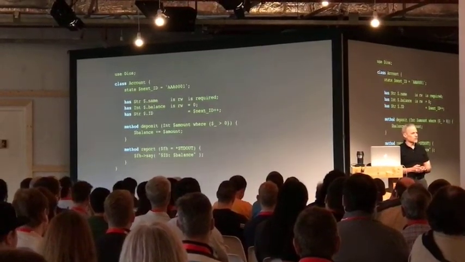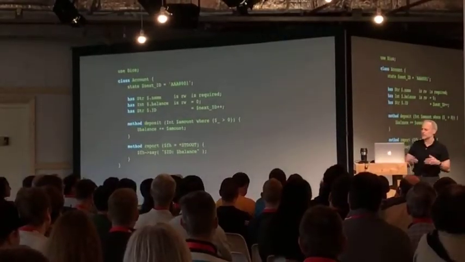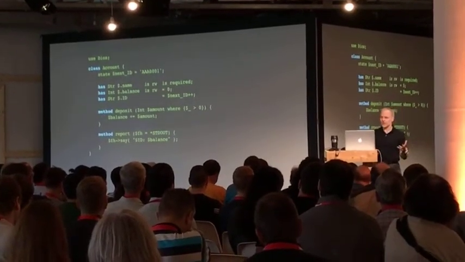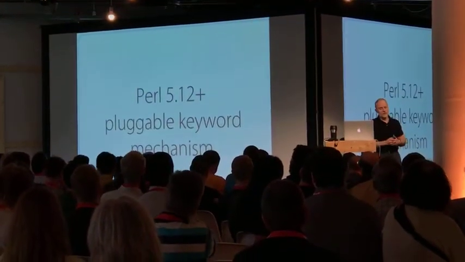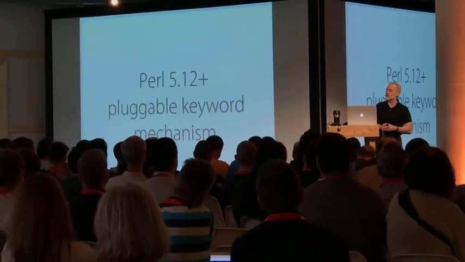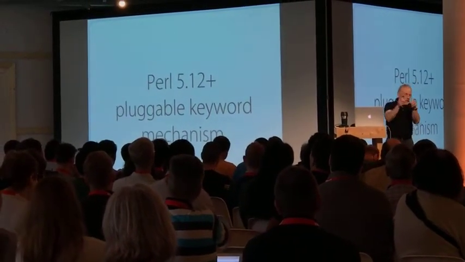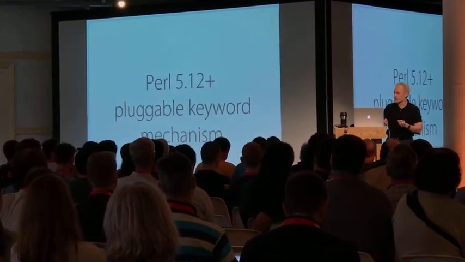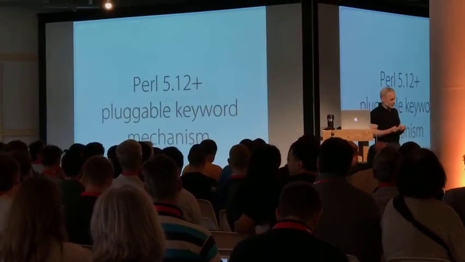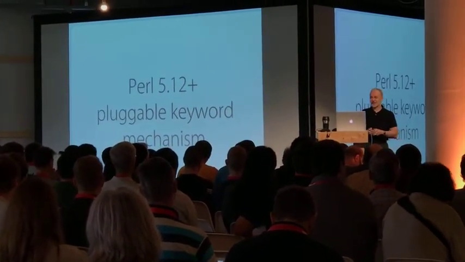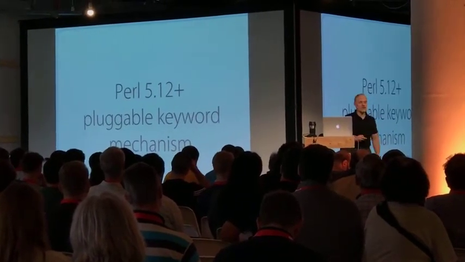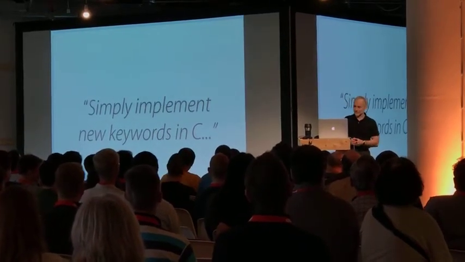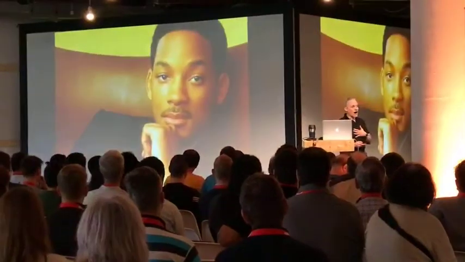So how do you write a module that adds new keywords and new behaviour to Perl 5? And the answer is, that's been available for more than a decade. It was available in Perl 5.12 and later with the pluggable keyword mechanism. And if you dig deeply enough into the documentation, and frankly, they hid the documentation of this feature really, really well, probably for good reasons, when you dive down deep enough and find it, then what do you read? You simply implement new keywords in C. To which my reaction is, oh, hell no.